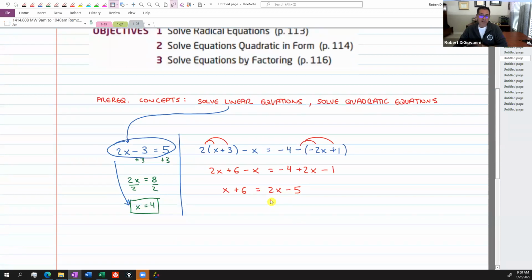And then once I'm here, I have a choice. I can move my x's around. I can get all my x's on the left side or all my x's on the right side. It's kind of up to me. It's up to you. I'm going to choose to move my x's to the right side.